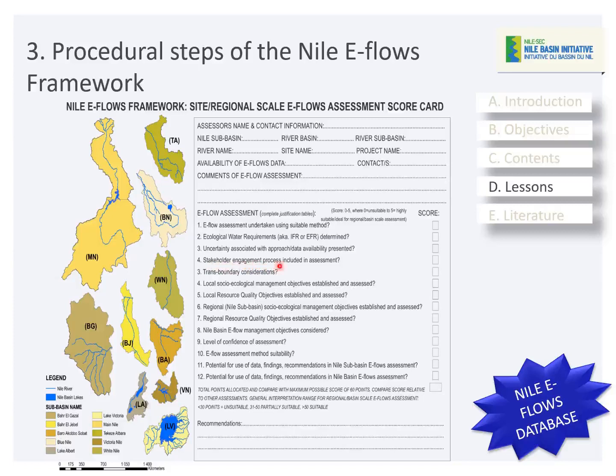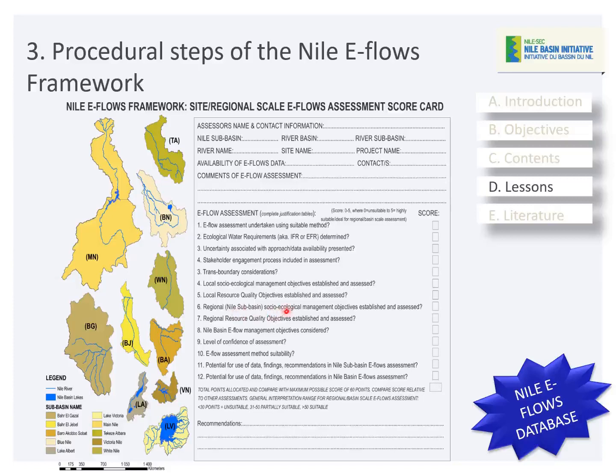Was a stakeholder engagement process included in the assessment? And explain that. Were there any transboundary considerations? This is more about regional scale considerations as well. What are the local socio-ecological management objectives, and were they established and assessed in the assessment? What are the resource quality objectives established and assessed? Were they assessed? What are the targets for that balance between the sustainable use and protection of resources?